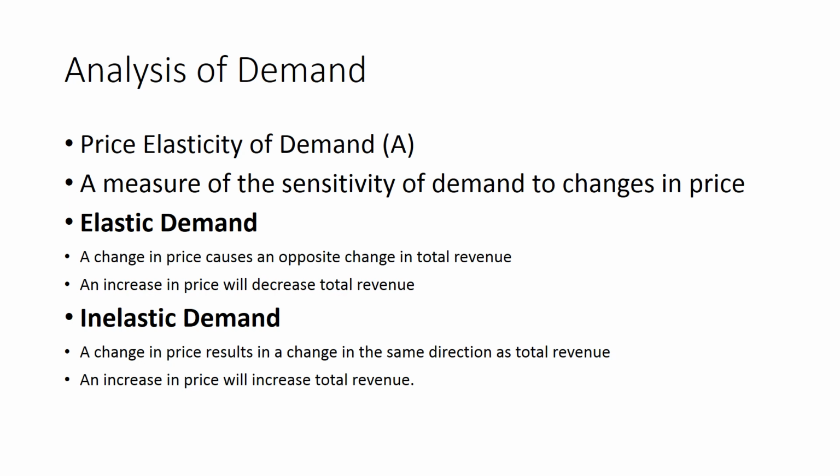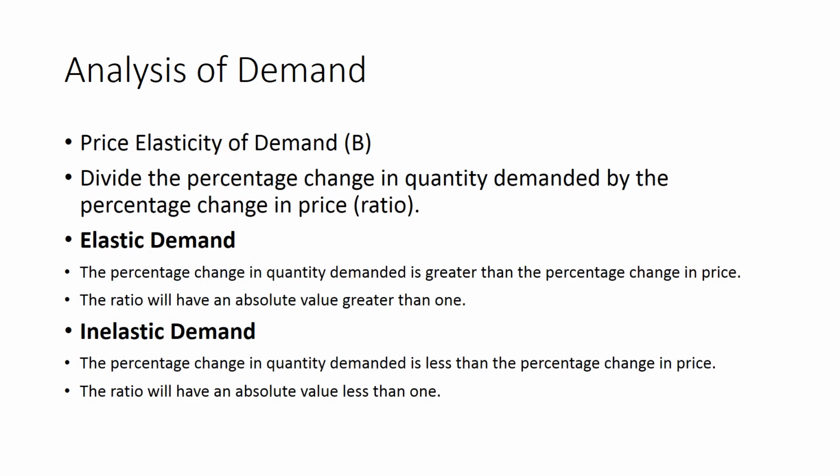When demand is inelastic, think of something that is not elastic, like a pencil. One end of the pencil goes up, and so does the other end, because it's inelastic. So when demand is inelastic, if the price goes up, the total revenue goes up too. When price goes down, total revenue goes down.